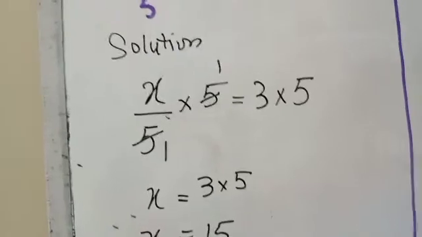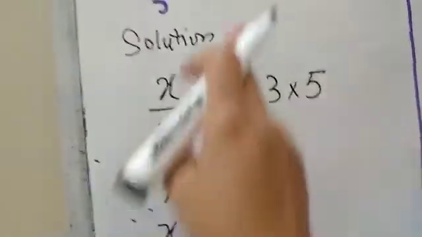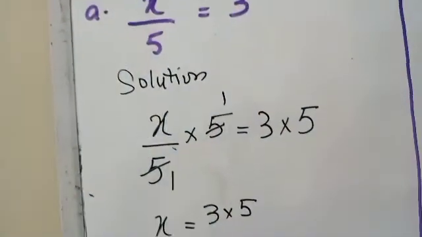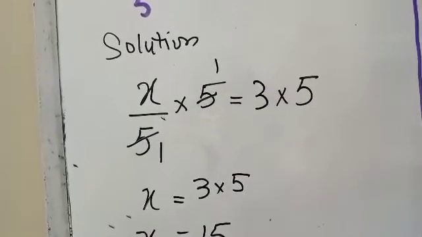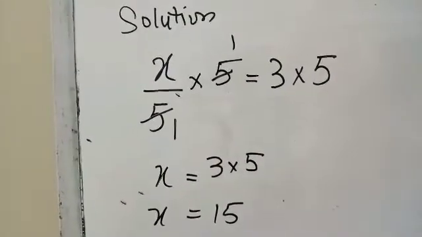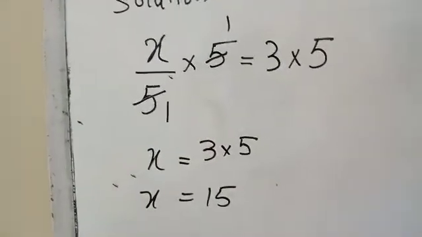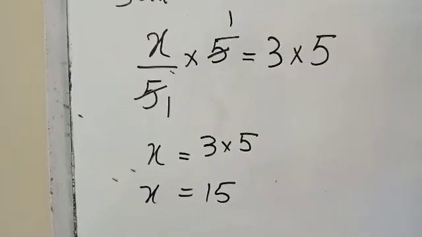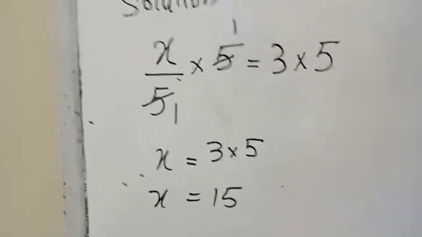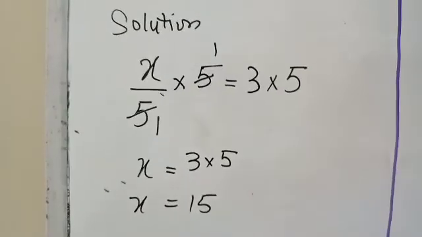Very easy. You just have to see whether the x is being multiplied, divided, added or subtracted, and do the opposite thing. The opposite of plus is what? Minus. The opposite of multiply is what? Divide. The opposite of divide is what? Multiply. Okay, you just have to remember this thing.